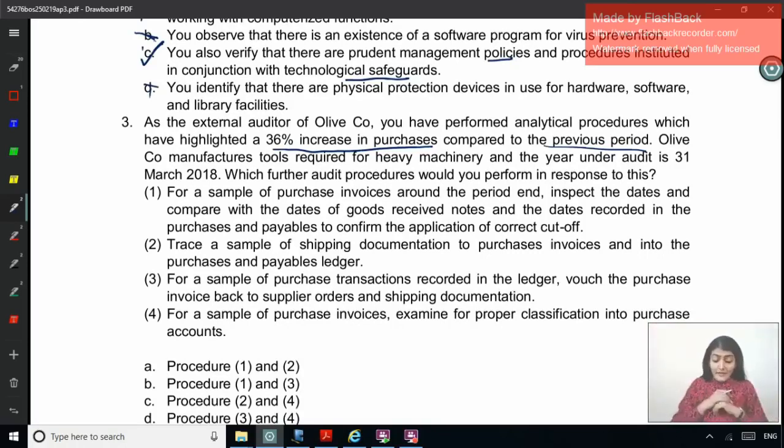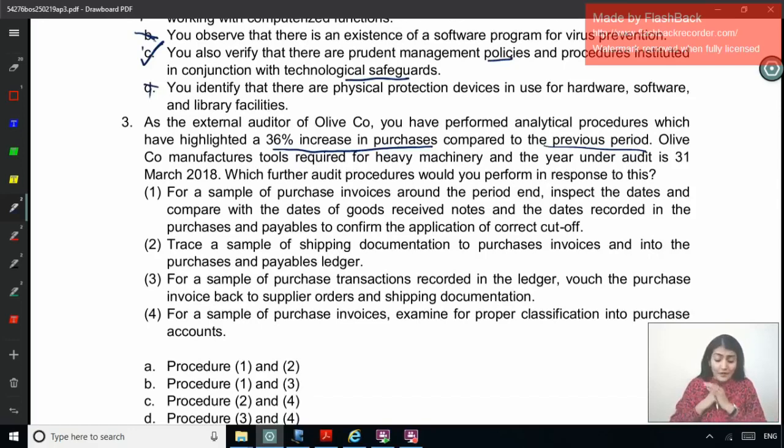Right. Trace a sample of shipping documentation to purchase invoices and into the purchase and the payable ledger. Right, so you start from the shipping when the goods were shipped to purchase invoice and then to the purchases and the payable ledger. But shipping may be done later also, though the goods might have been received earlier, later.